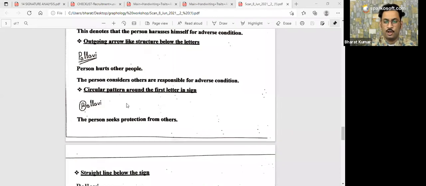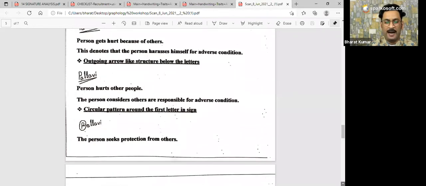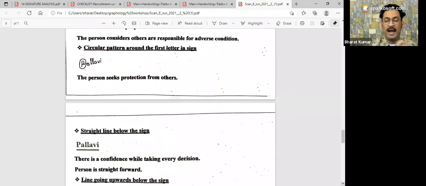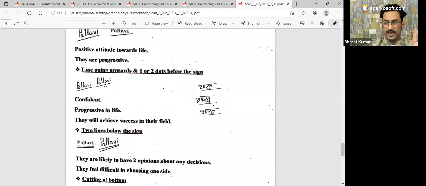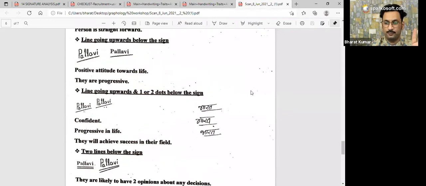Now, the circular pattern is a kind of insecurity. So those having this pattern, make a change. If you have a very straight line below the signature, then extreme confidence is there. The upper line we have already done. Check it here. So the line going upward, and many of you are having dots below the line. If you have one or two dots, but the line is moving upward.